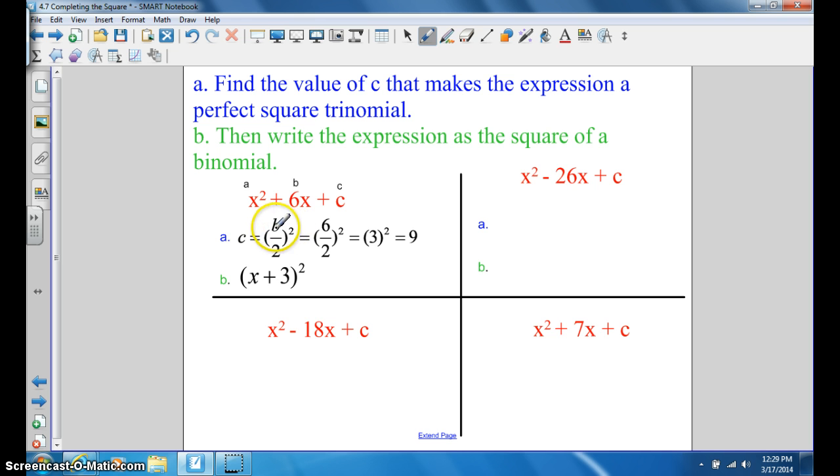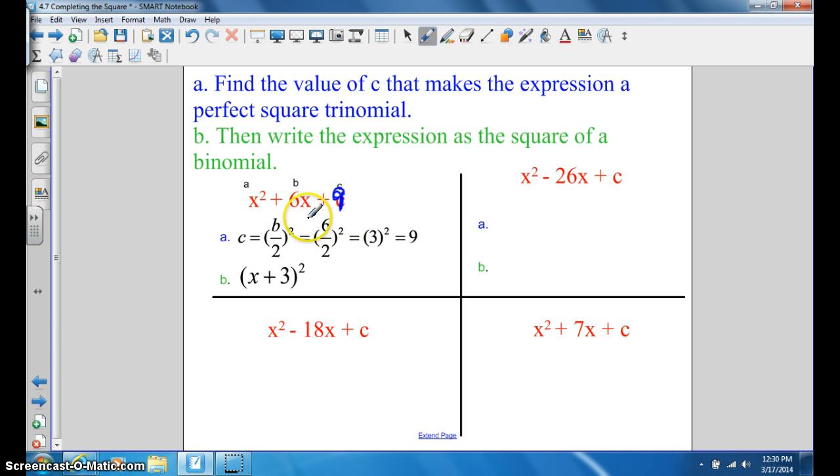So c equals half of b, or b over 2, and then we need to square it. Well, b in this case is 6. If we take half of 6, we get 3. 3 squared is 9. So c here actually equals 9.